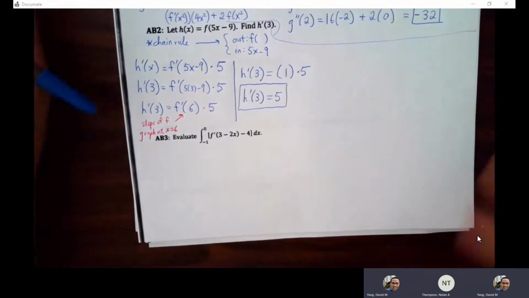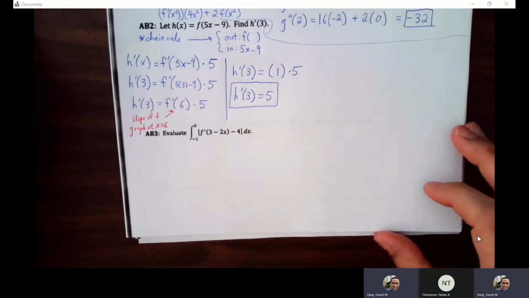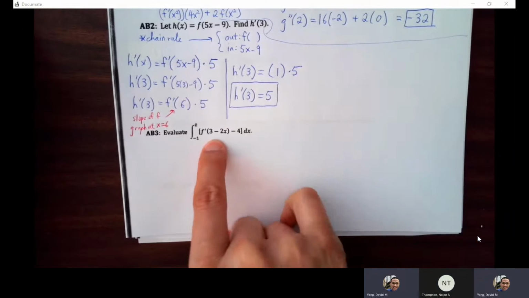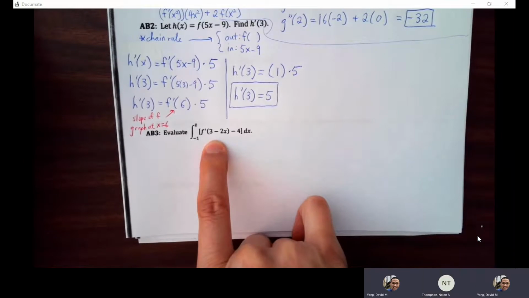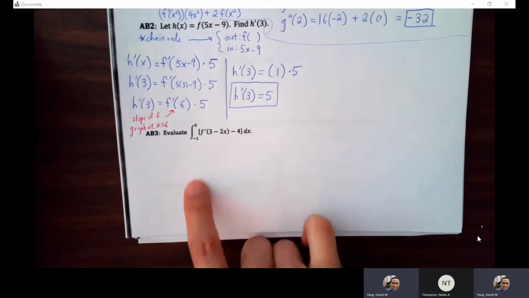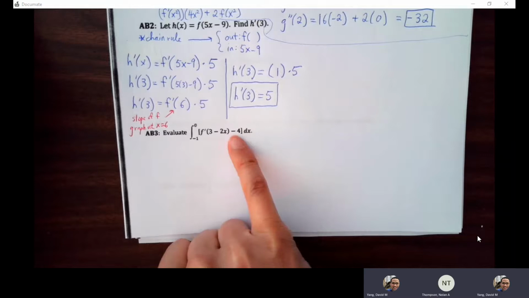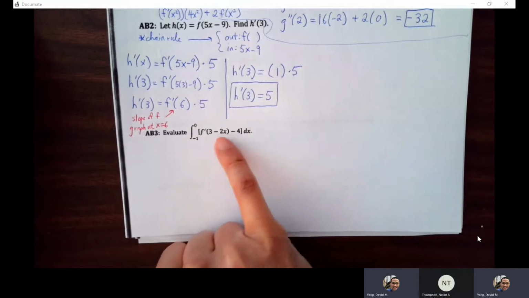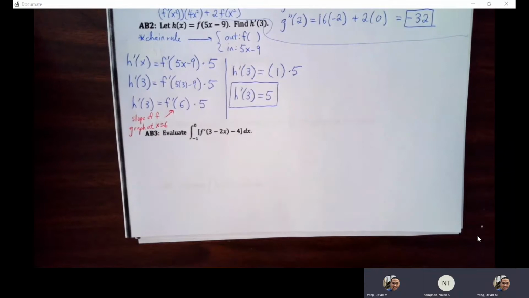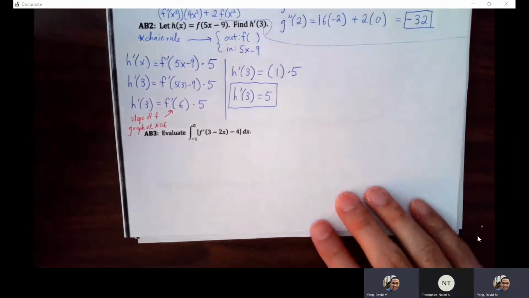All right, number 3, evaluate the definite integral of f prime of 3 minus 2x minus 4. You see how there's a minus sign in between? These are really 2 separate integral problems. So we'll split them up into 2 problems here.